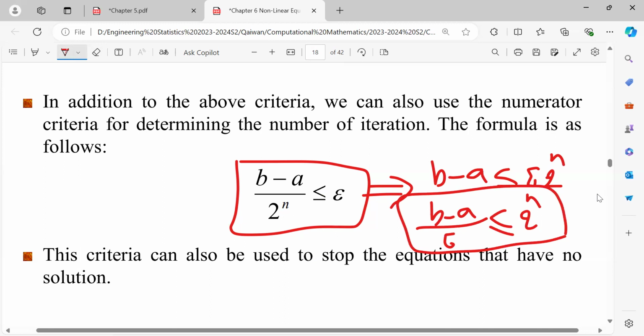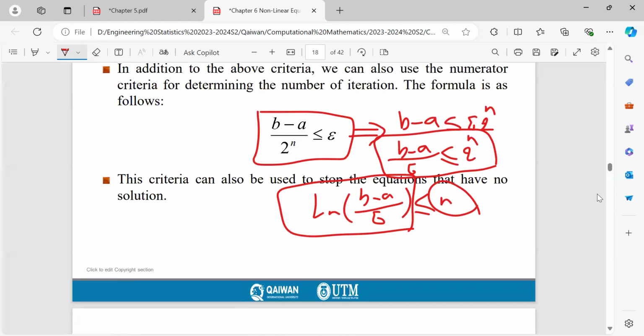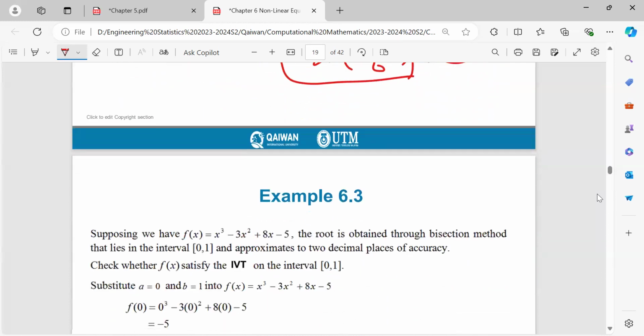To get n, take the length for both sides: the length of b minus a over epsilon is less than or equal to n. So n, which is the number of iterations, is greater than or equal to this value. Okay? This is how to find the number of iterations.